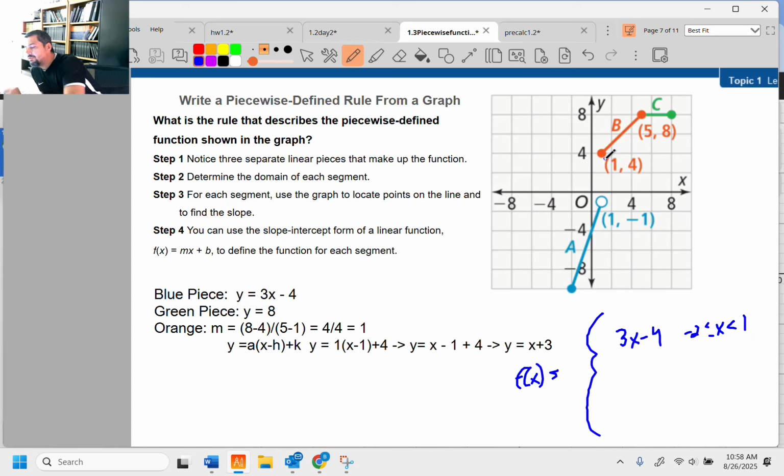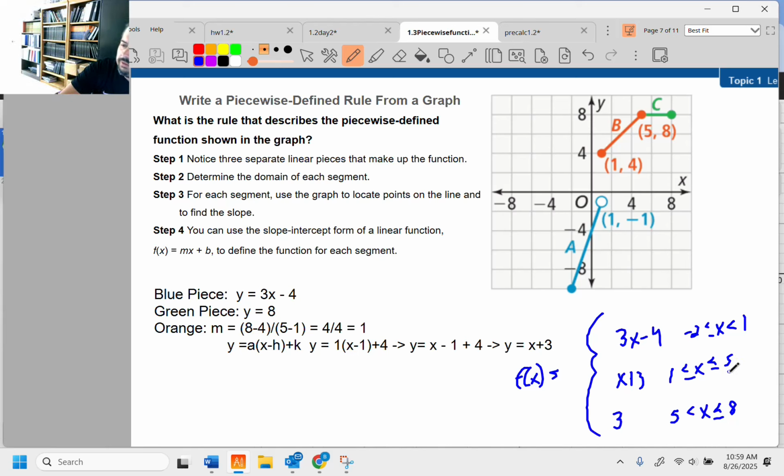The next piece is the orange piece, and its equation was x plus 3. It is valid between 1 and 5. 1 less than or equal to x less than or equal to 5. And the equality symbol needs to be there. Now, an unwritten rule about piecewise functions is you don't need to include equality twice. So since I've included equality on this 5, when I write the next one, which is just 3, I'm going to leave off equality on that value of 5, and I'm only going to give it to the 8. And that is a piecewise function for that graph.